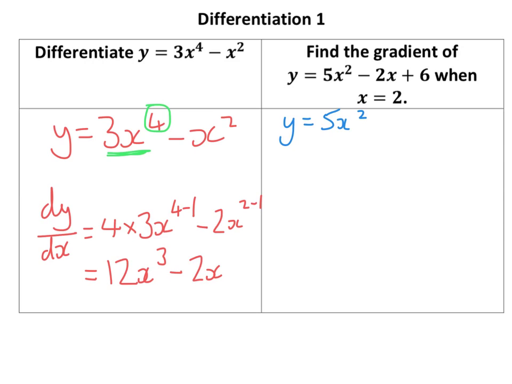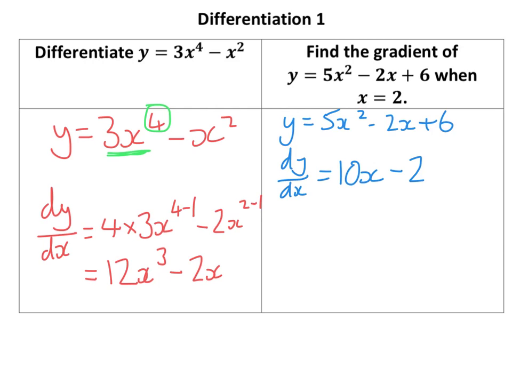So it says find the gradient of. Now when we differentiate, that gives us the gradient function. So when we differentiate here, we get 2 times 5, which is 10. The power of x goes down by 1, so it becomes x to the power 1, which is just x, minus, now we've got 2x to the power 1. So x to the power 1 goes down to x to the power 0, and anything to the power 0 is 1, so it's 2 times 1, which is 2.